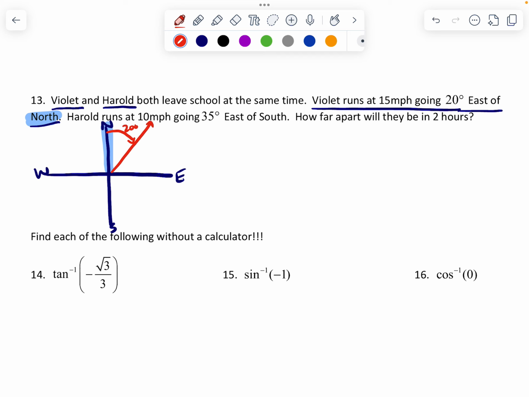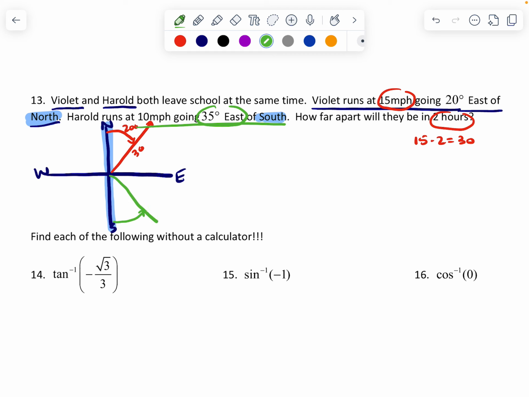Okay, and she is running at 15 miles an hour for 2 hours. So 15 times 2, her distance is going to be 30. So I can label this right here 30. Now let's check out Harold. Harold runs at 10 miles an hour going 35 degrees east of south. So again, I'm going to highlight south, the second heading. This one is saying that I want to go 35 degrees east of that. East is to the right of that, so 35 degrees east, something like that. So this is Harold running.